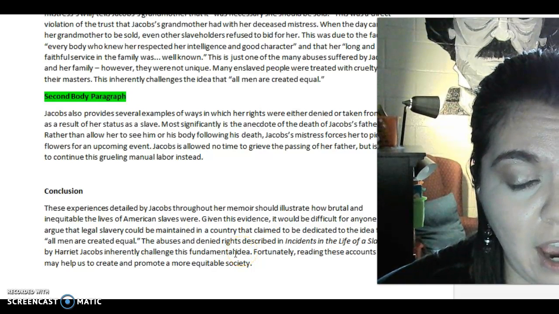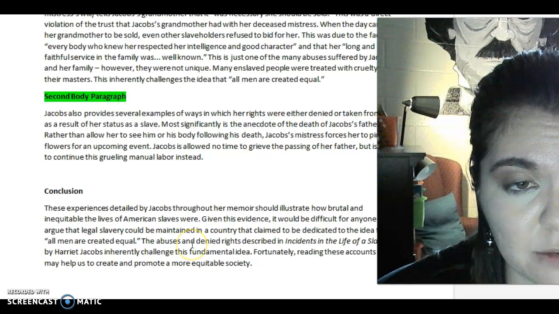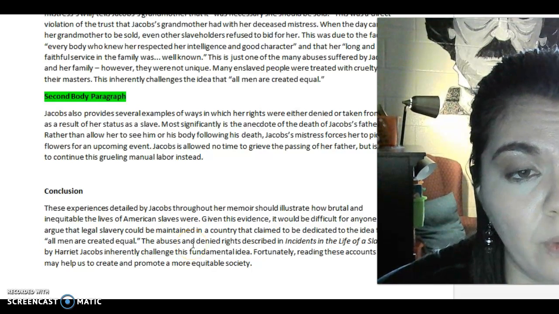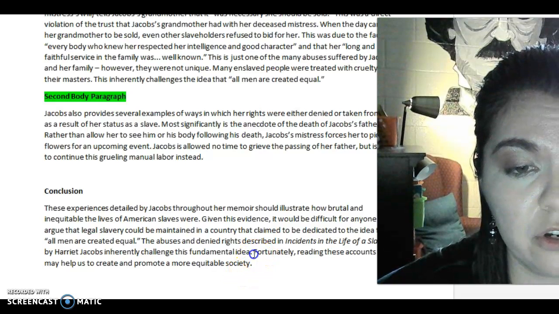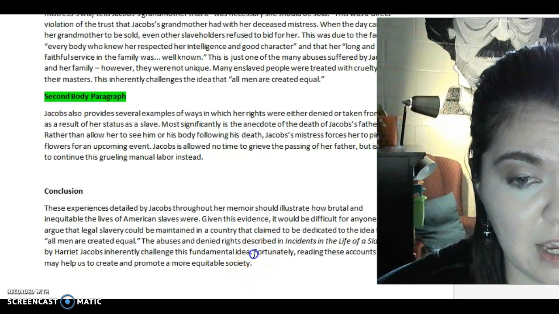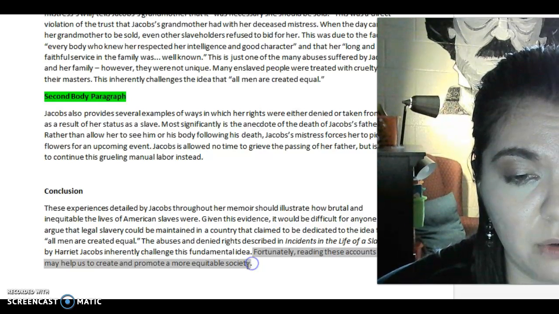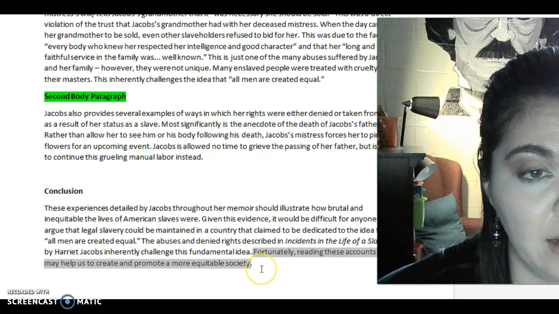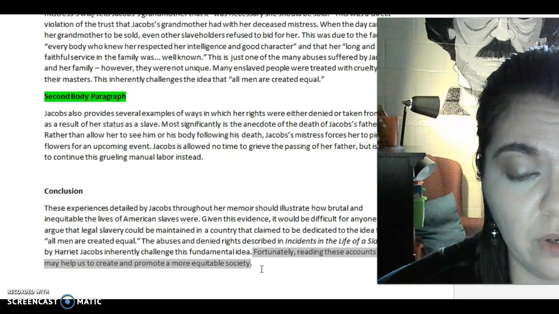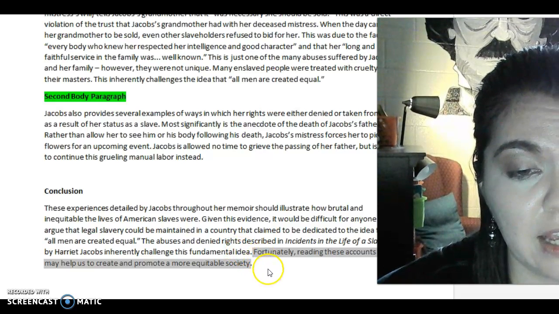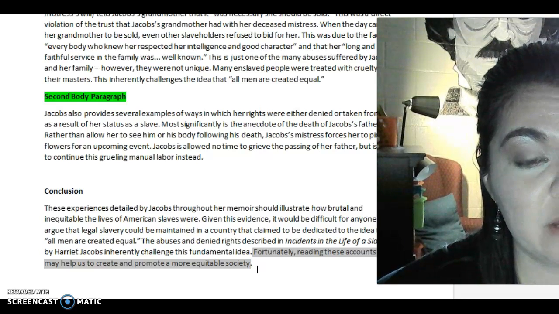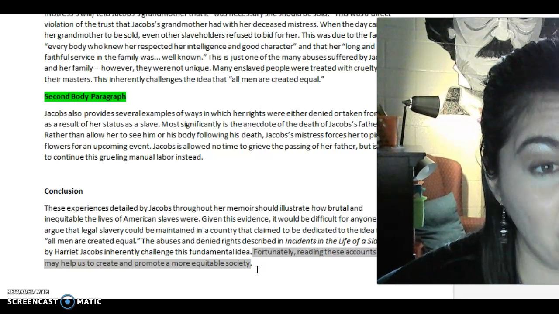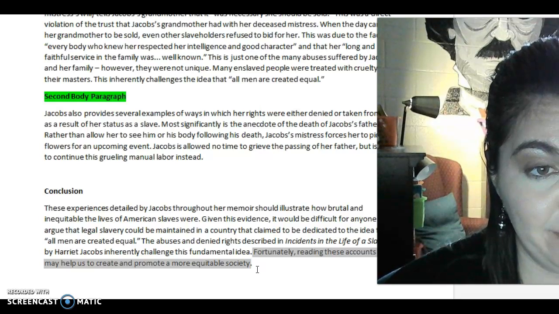And finally, after this whole thesis statement has been restated, you want to leave your reader with a final thought. Fortunately, reading these accounts today may help us to create and promote a more equitable society. Therefore, in this final sentence, it leaves me, or your teacher, the reader, with a specific way that this applies to our lives even today.